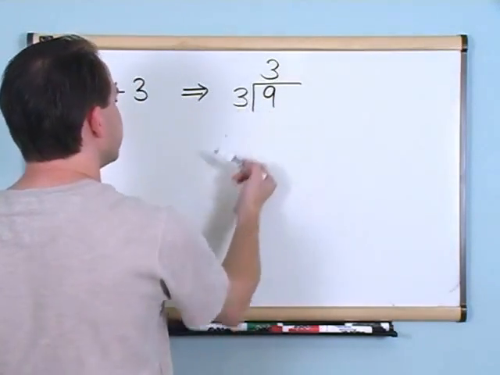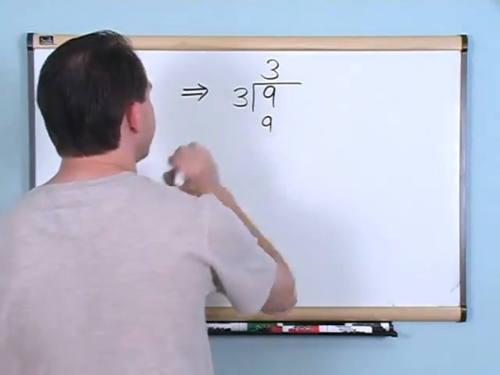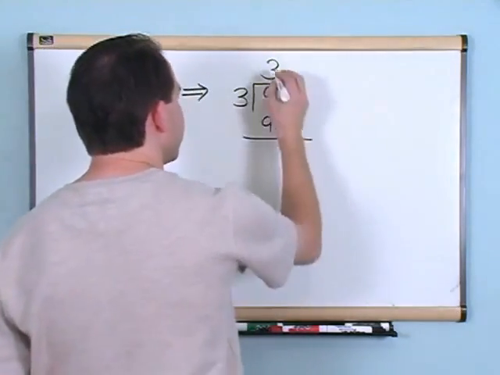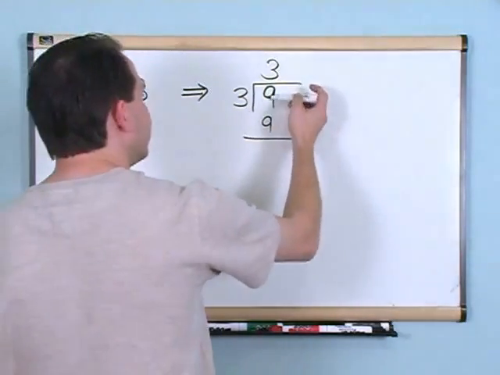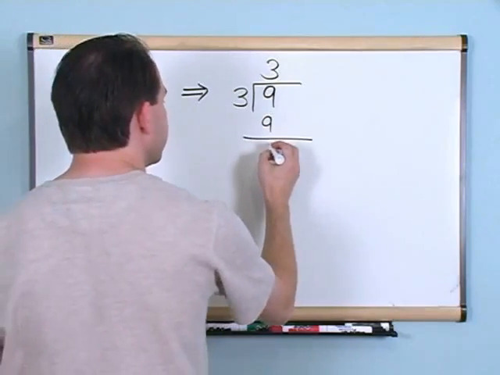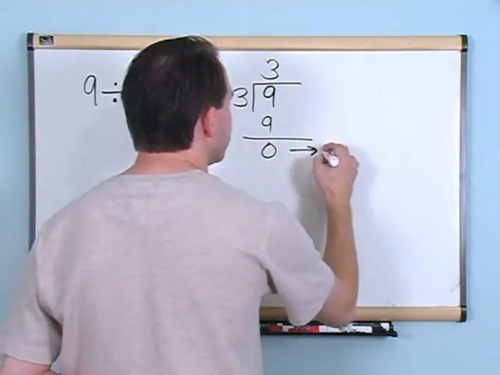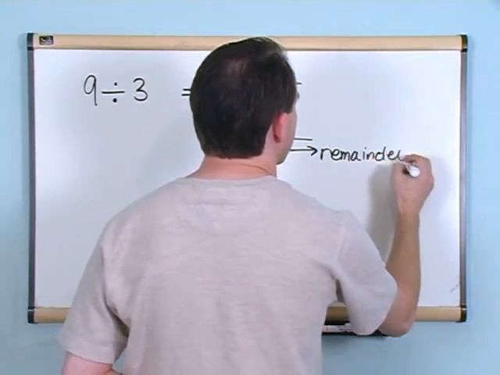So let's multiply. 3 times 3 is going to give me 9. So I'm going to write a 9 underneath here, because 3 times 3 gives me 9. Now I'm going to subtract these two numbers. 9 minus 9 gives me 0. So what I have is what I'm going to call a remainder of 0.